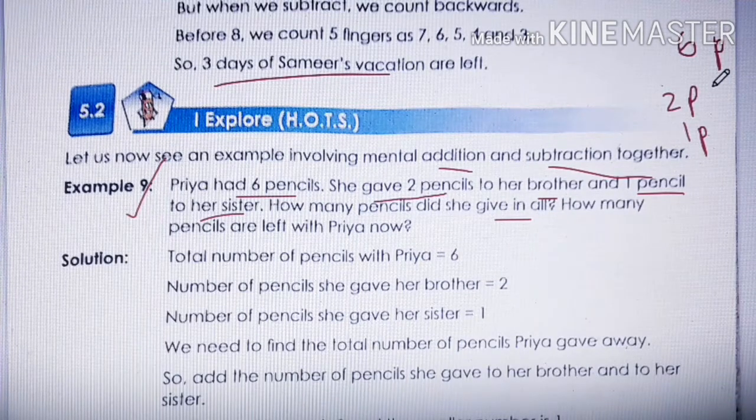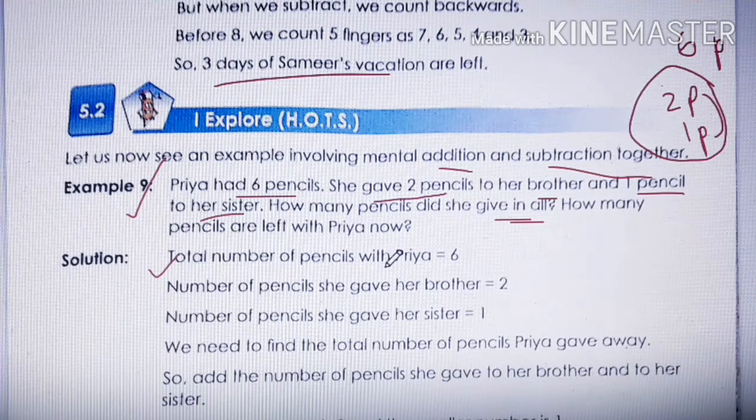So she gave 2 and 1, isn't it? So it is asked how many pencils she gave in all. When it is asked, children, we will do addition. We will add the number of pencils she gave. 2 plus 1. So for that you have to write, first statement you write total number of pencils with Priya.